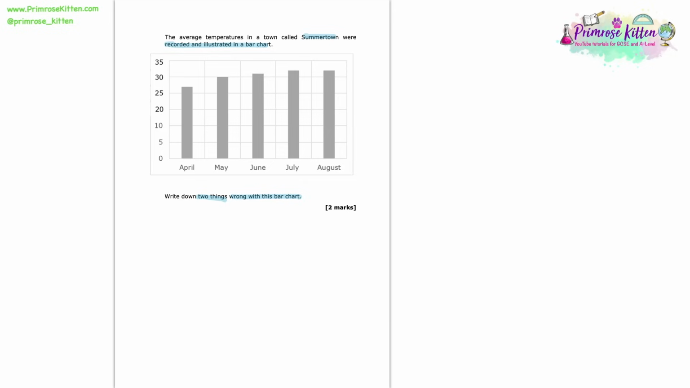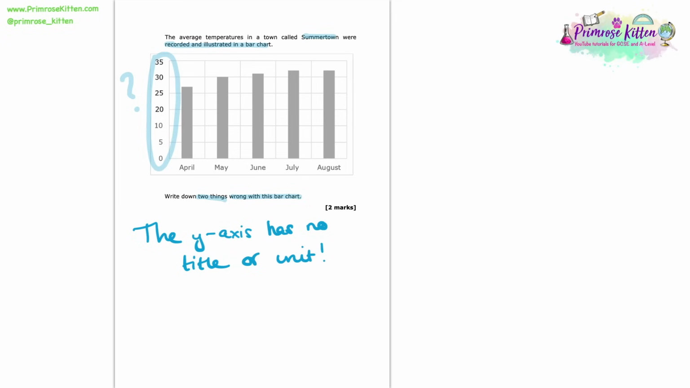So first things first, if we have a look at what we have on this y-axis here, you can see we don't really know what it is. Of course, in the question they told us that we're looking at average temperatures, but we don't know that that is what has been measured. We haven't labelled the y-axis with a title, and we also don't know the units. Is it degrees C? Is it degrees Fahrenheit? We have no idea at all. So that's the first thing that we can say.